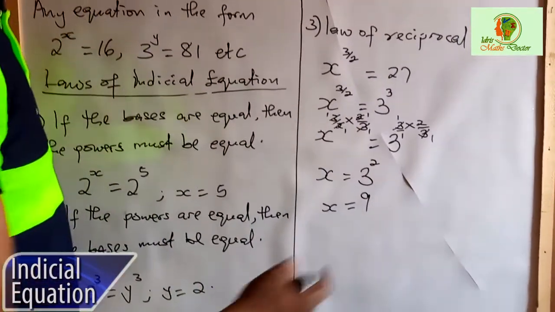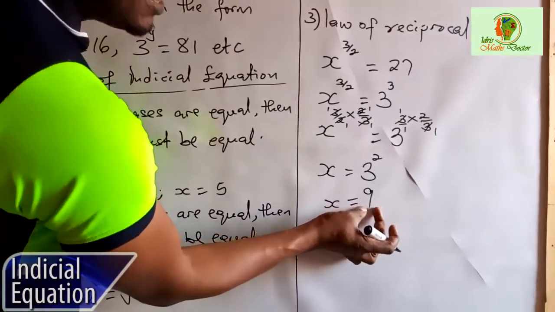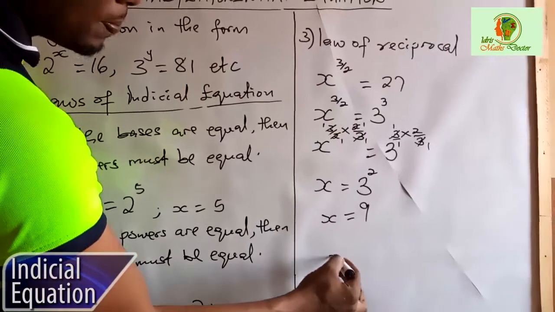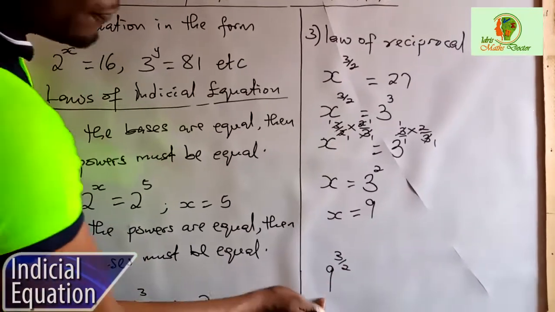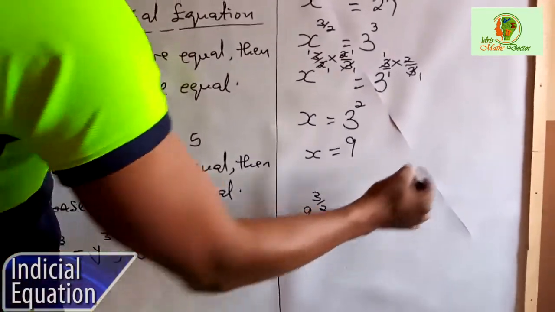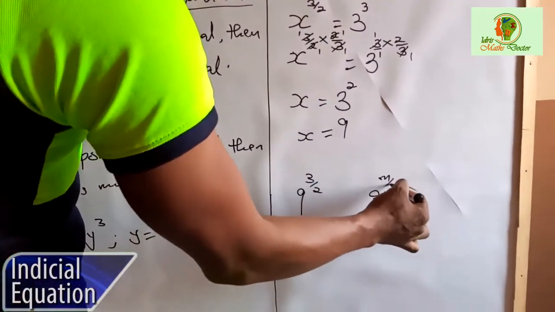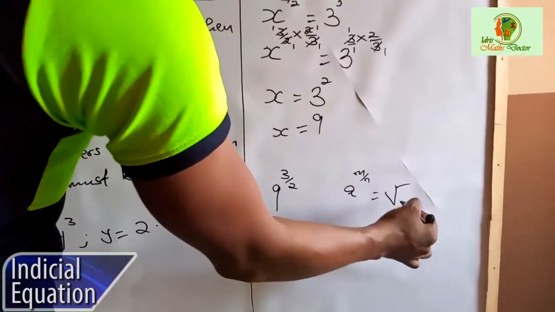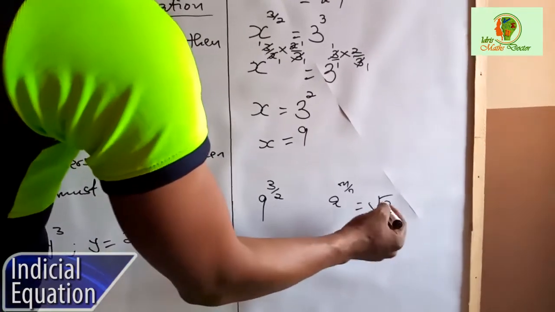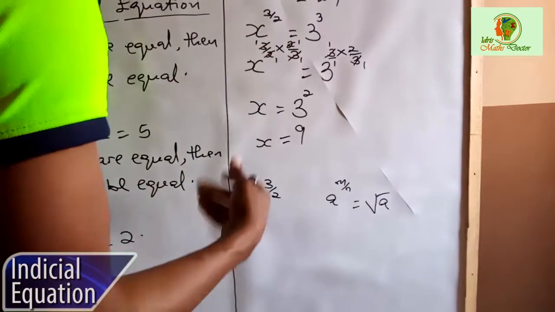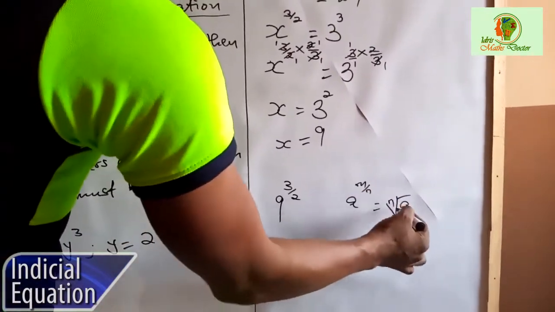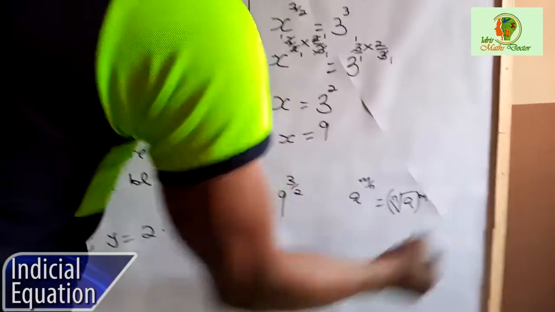We can check whether we are right. If you pick this 9 and put it in place of x, we have 9 raised to power 3 over 2. If you simplify this, we are going to get 27. Remember the law that states that a raised to power m over n is equal to the nth root of the base. I'm taking us back to indices. Indicial equation, we are still discussing indices. So the base under the root, the denominator here, and into bracket the numerator.